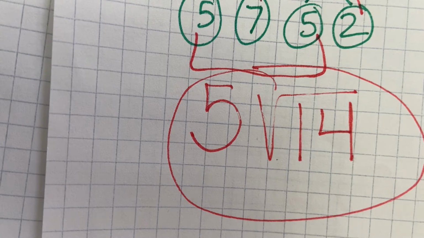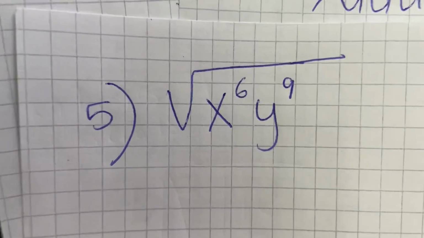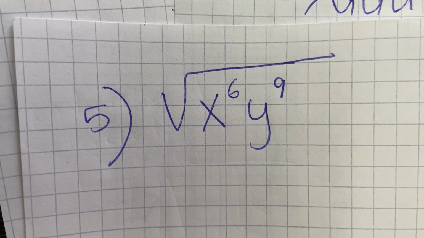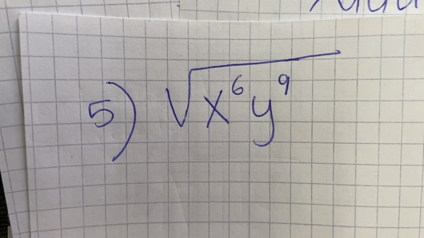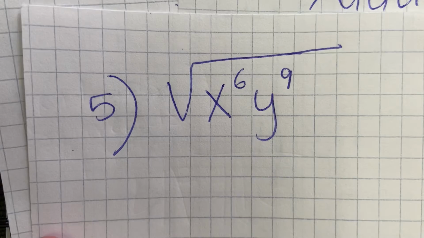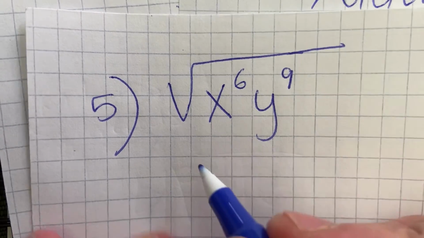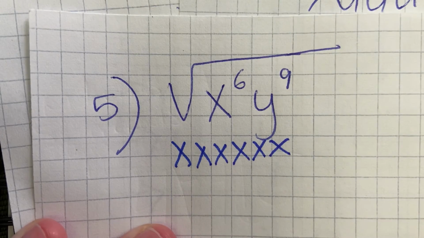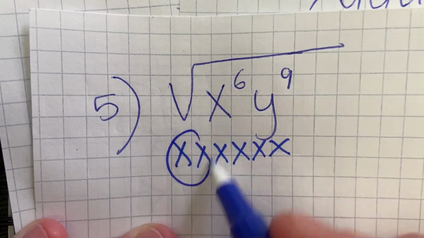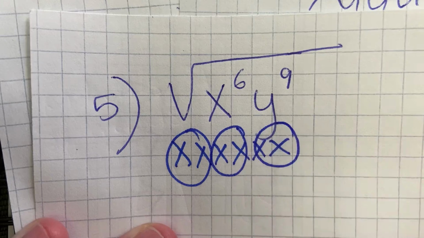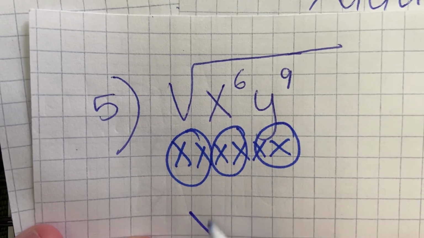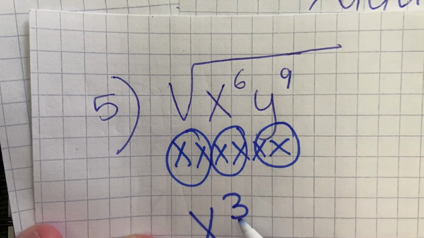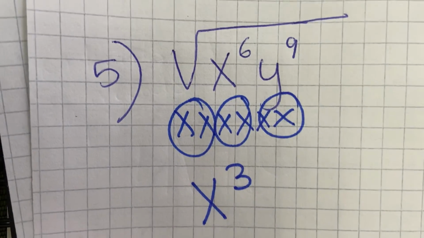Okay, let's try one with variables, then we'll put it together. All right. So, square root or radical, x to the 6th power, y to the 9th power. This means here there are 6 x's. How many pairs can I make with 6 x's? 1, 2, 3. So x cubed will go on the outside. That represents the 3 pairs that I can make.